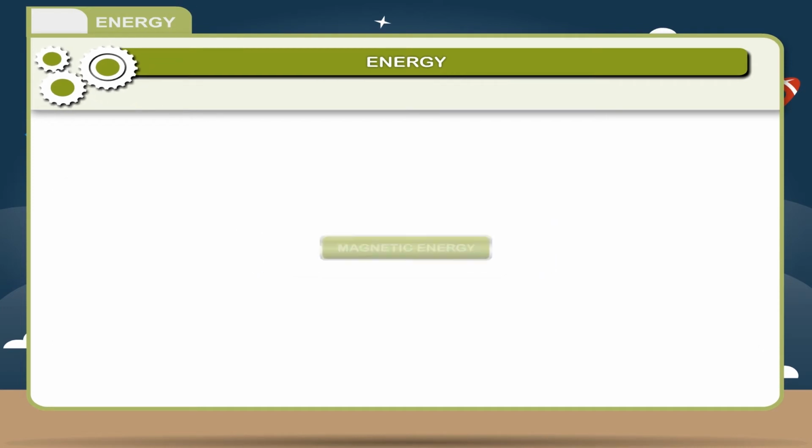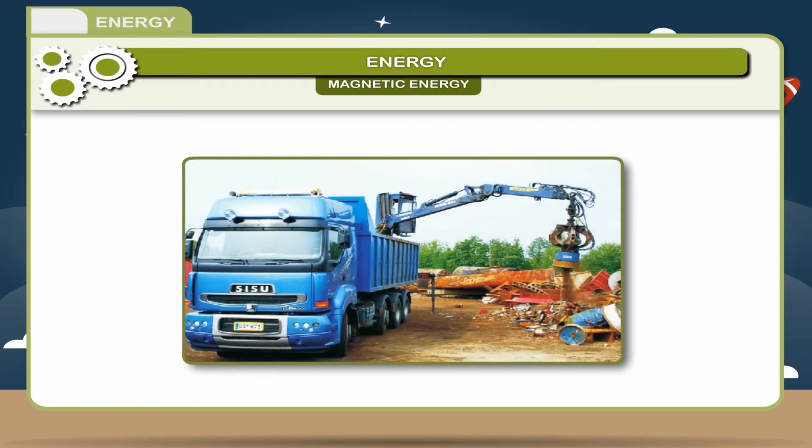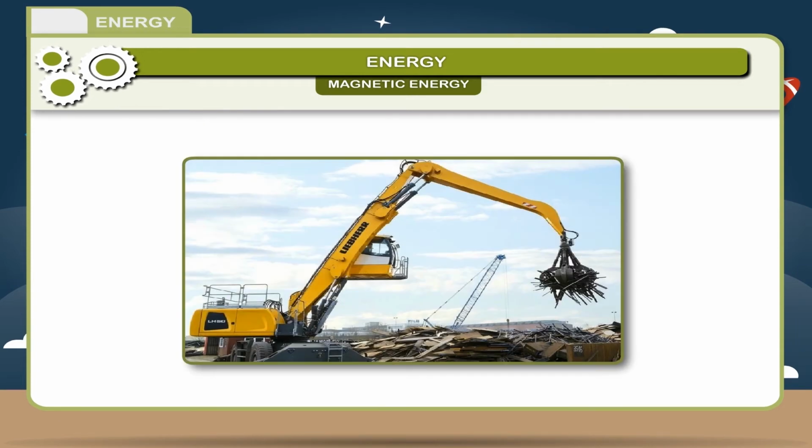Magnetic energy. When a magnet attracts a magnetic substance like iron, the energy used in this process is called magnetic energy. It is due to this energy that magnets can attract all magnetic substances. Iron scraps are separated from waste material using electromagnetic energy.